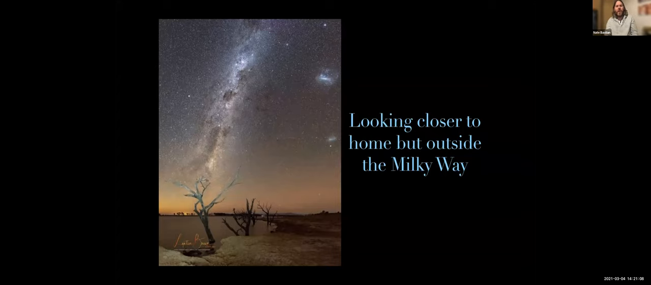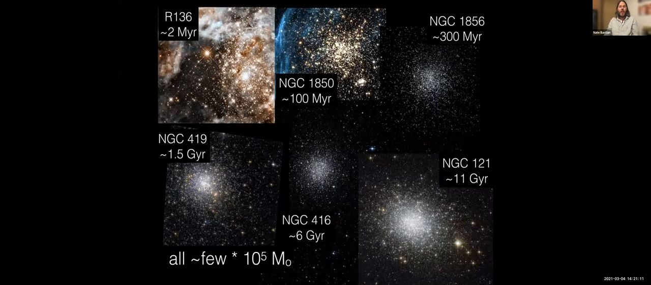And this is just a few of them where we can find stellar clusters that we can resolve into individual stars, going from two or three megayears here in the center of 30 Doradus, R136, to 100, 300, a few gigayears, all the way up to the classic ancient globular clusters of 11 gigayears. So we can study these types of clusters at a variety of ages, all within a relatively small, narrow mass range, in order to remove the dependence on cluster mass on the manifestation of multiple populations, to see where and when we might find multiple populations.